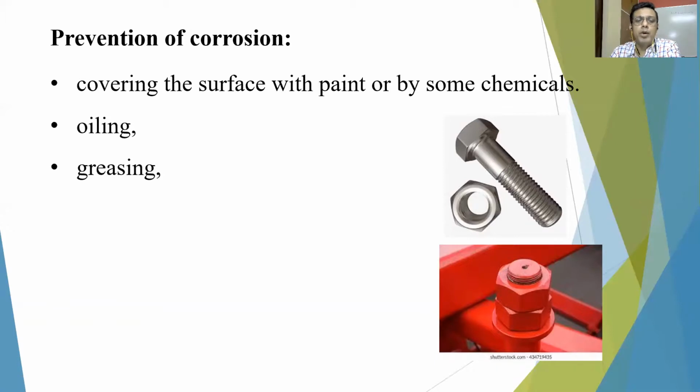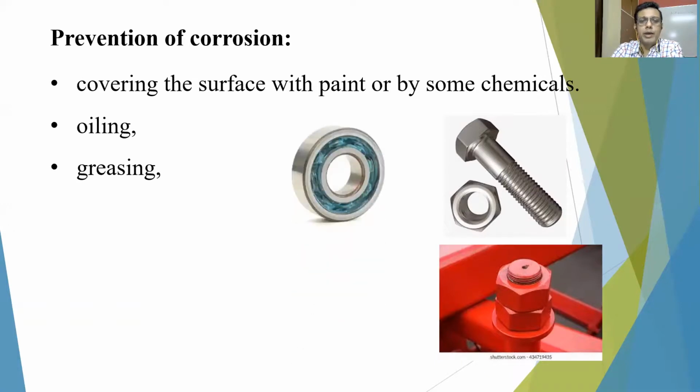Now, where do we apply oil and grease? When you talk about machine parts that have to rotate, you cannot paint them. Like this ball bearing. If you paint this ball bearing, it will not rotate. So when it doesn't rotate, it is of no use. Fine. So we apply some grease on it. Grease looks sort of like Vaseline, but the color is a bit different. It's a sticky petroleum product.